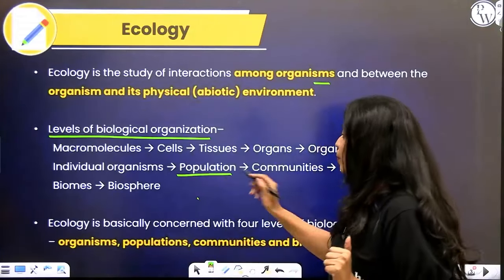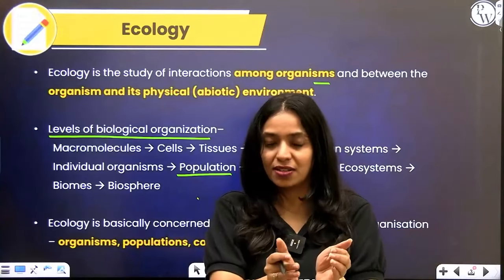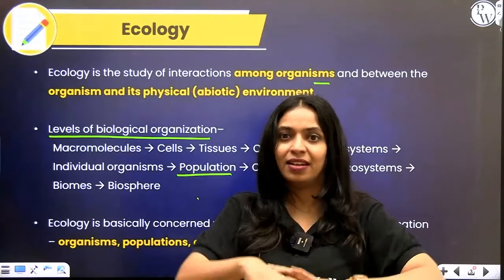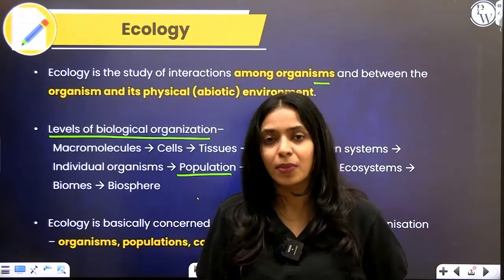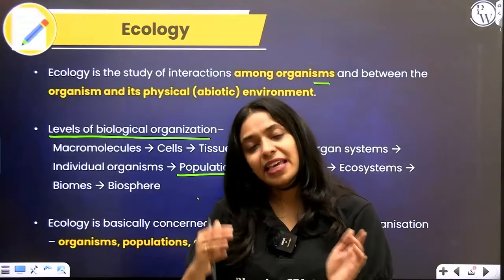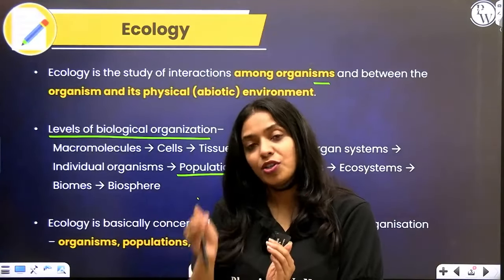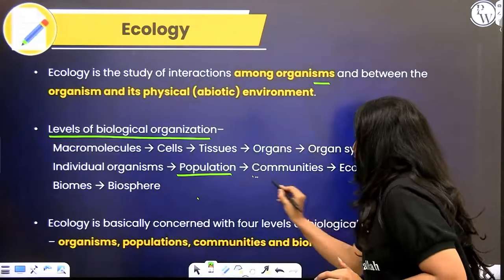All right. So population usually, not usually, all the time is of one species. A human population in this house, a population of mosquitoes in this room, a population of ants in your basement. So these are populations. When we talk about populations, you're talking about one specific species. All right. Now, next level is communities.